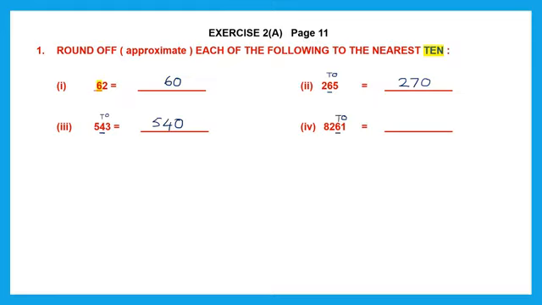Question 4. The digit in the tens place is 6. Look at the digit to its right, it's less than 5, so 6 will remain the same. 1 will be replaced with 0. So 8260.